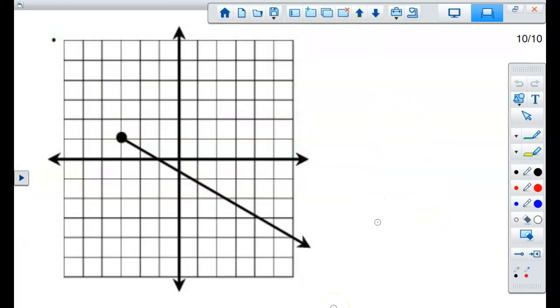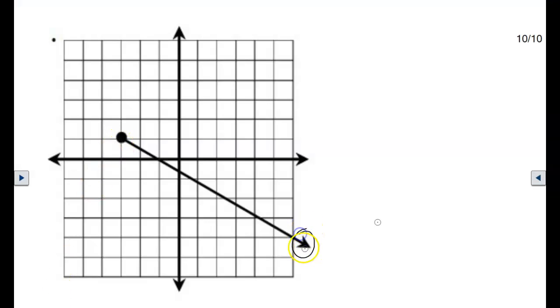All right, one last example. This is the last one we'll do. And I want you to notice this time that we have a dot at one end and we have an arrow at the other. That means that this is going to continue on. So it's going to the right and it's going down forever.